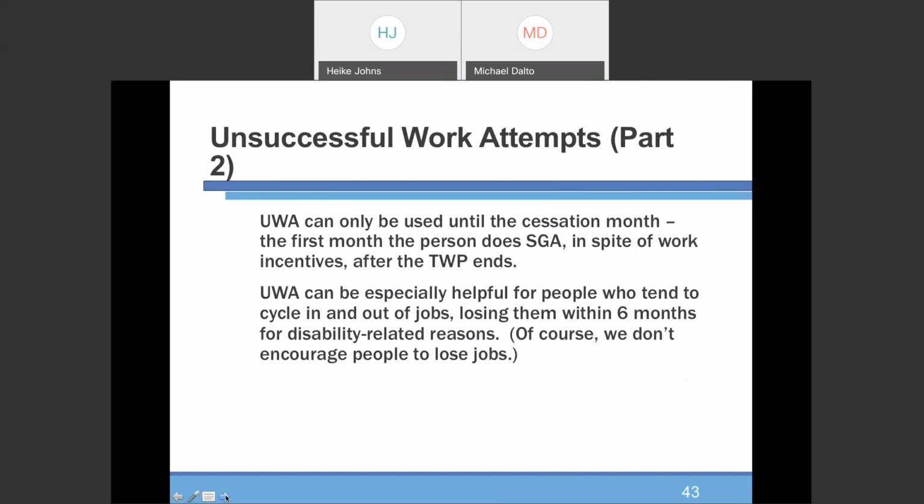But if a person, in spite of all the work incentives available to them, the IRWES, the subsidies, the unsuccessful work attempts, if a person still does SGA at some point after their trial work period, in spite of using all the work incentives, then they will no longer be allowed to use unsuccessful work attempts after that. On the other hand, subsidies and IRWES, a person could continue to use when Social Security is determining if they're doing SGA later, but they could no longer use unsuccessful work attempts after that first SGA month following the trial work period. And that first SGA month, in spite of the work incentives, is known as a cessation month.